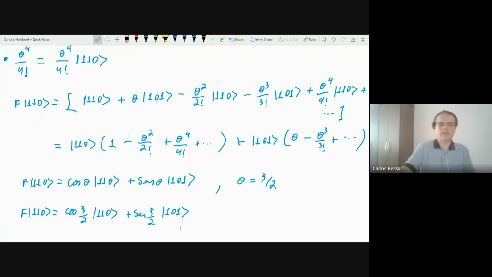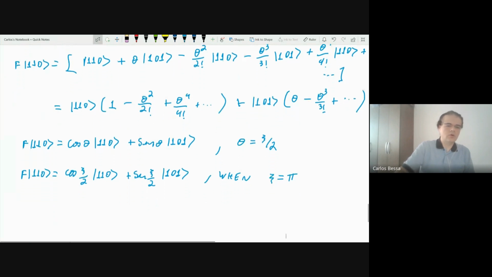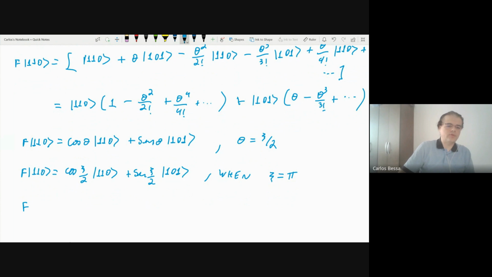And when psi is equal to pi, so we have f of pi applied to 1, 1, 0. This gives us this term, right? This is just 1, 0, 1. Okay.